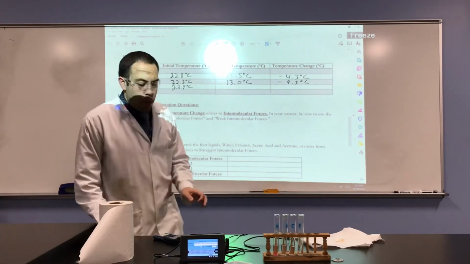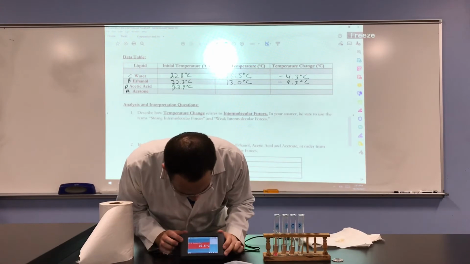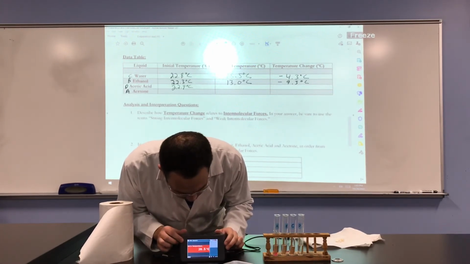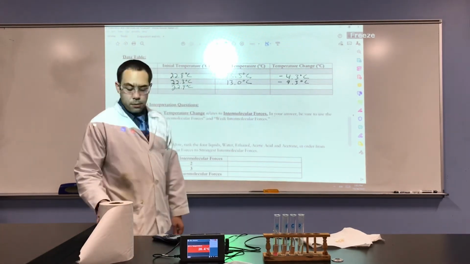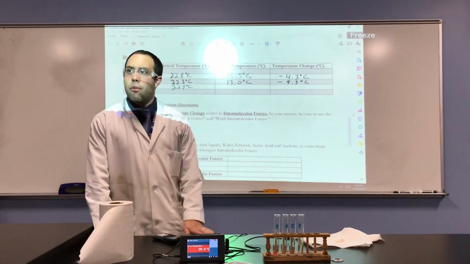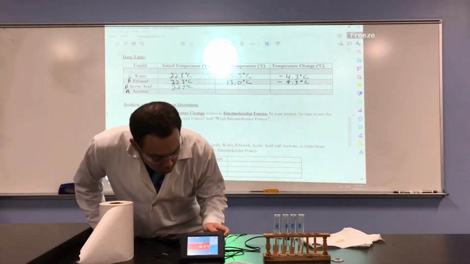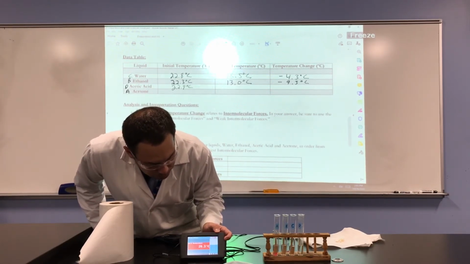Acetic acid, we started at 22.9, and after, let's see how much time, 60 seconds, we're at 1 minute, we went down to 20.5. So we have 2 more minutes. After 2 minutes, we will record the temperature. Remember, we want the lowest temperature, so if it starts climbing back up, we can stop a little bit early.